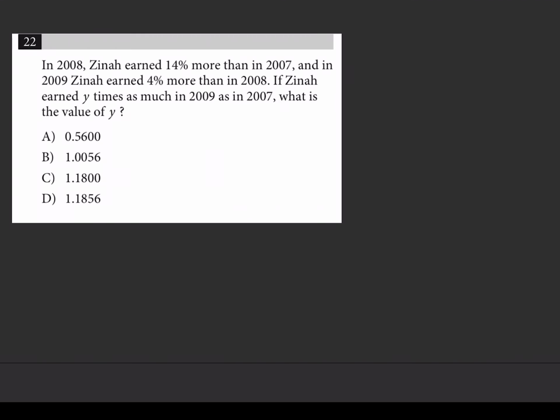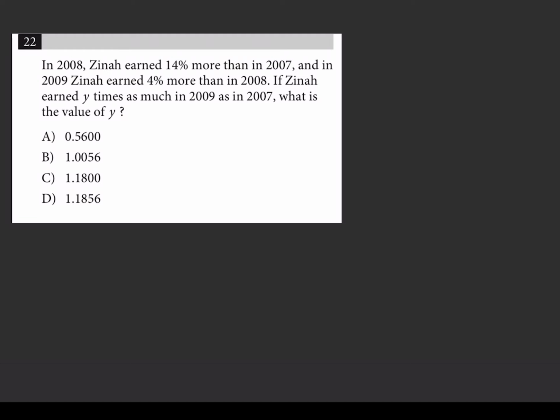So 22 is a percent problem. Gotta practice percent problems. There's so many ways they can ask you this, and it's always a weakness, even for the best scorers. There's just not enough practice in school with percents. So in this one, it says in 2008, Zyna earned 14% more than in 2007. And then in 2009, earned 4% more than 2008.